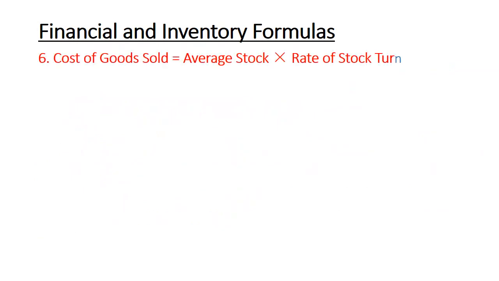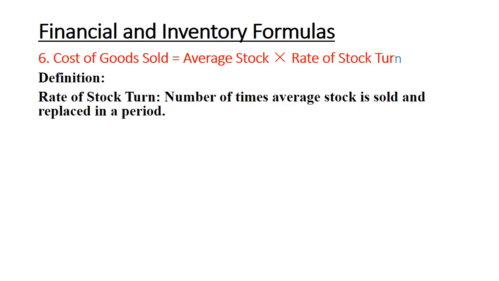There's also another formula for cost of goods sold, which is average stock times rate of stock turn. So how do you choose which formula to use? Depending on what you have been given. Okay, so let's take a look at some definitions. So of course, cost of goods sold, we know the definition. Average stock, we know. Rate of stock return.